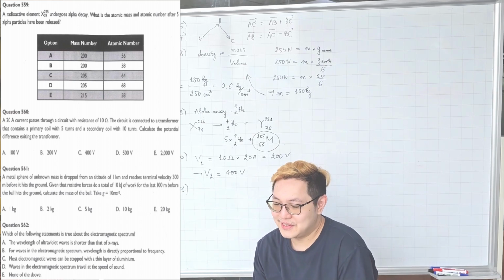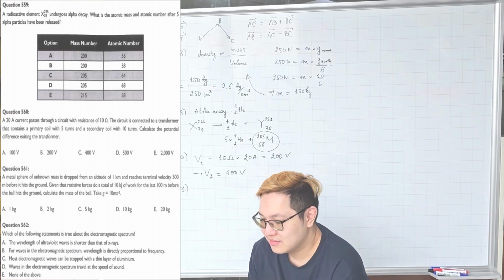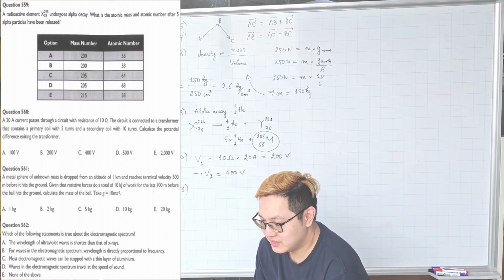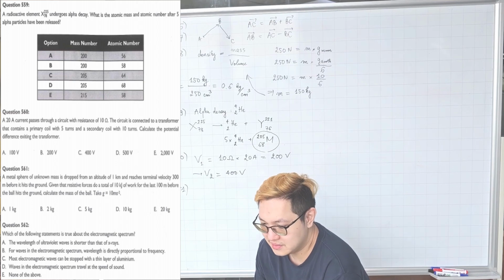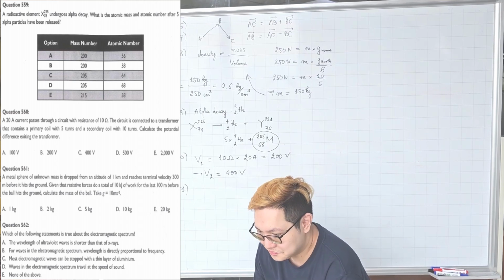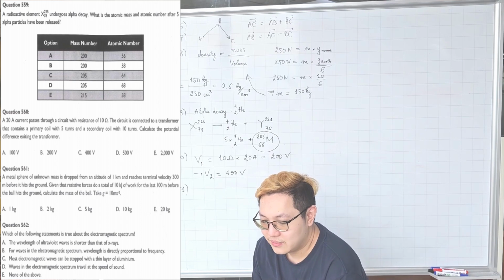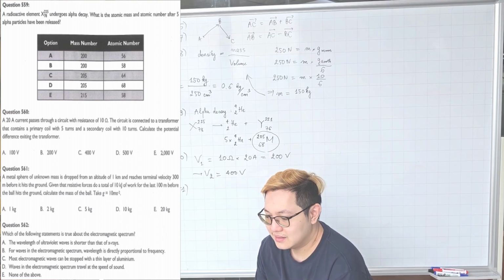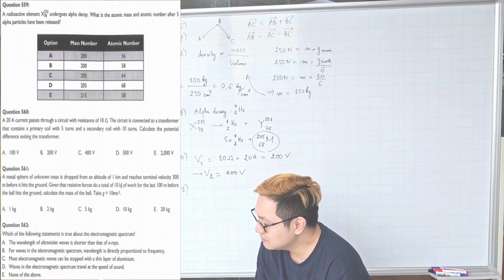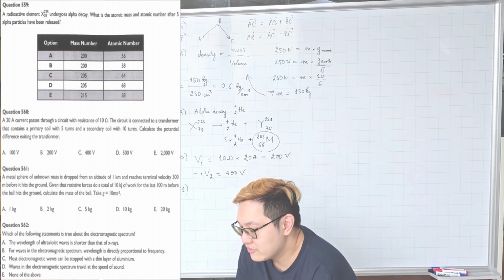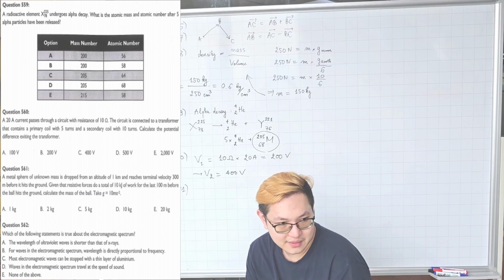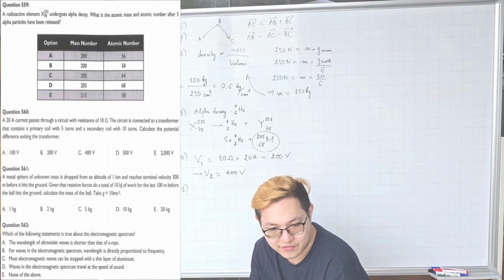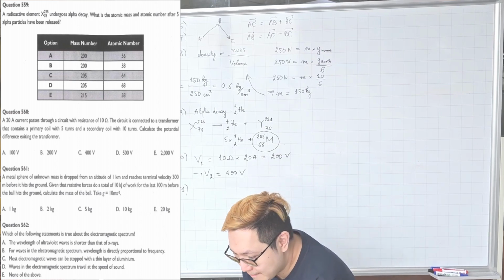Okay, a metal sphere of unknown mass is dropped from an altitude of 1 kilometer and reaches terminal velocity 300 meters before it hits the ground. A metal sphere of unknown mass is dropped from a height of 1 kilometer, and it reaches its terminal velocity, the final velocity, 300 meters before it hits the ground.